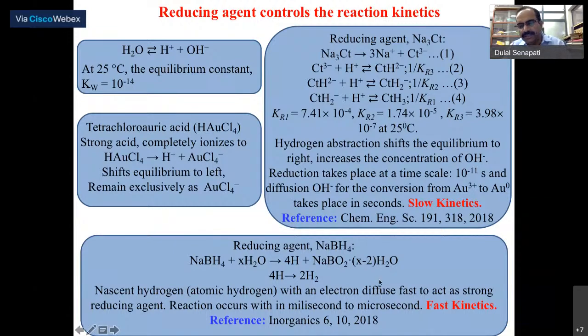So any reaction where we use sodium borohydride as the reducing agent, the reaction kinetics is very fast. And if we use trisodium citrate or an equivalent reducing agent, the reaction kinetics will be very slow. In the case of sodium borohydride, most of the time the experience is that we generate spherical particles because the reaction kinetics is very fast. On the other hand, trisodium citrate, ascorbic acid, oxalic acid, all weak reducing agents, have very slow kinetics and we generate anisotropic materials.